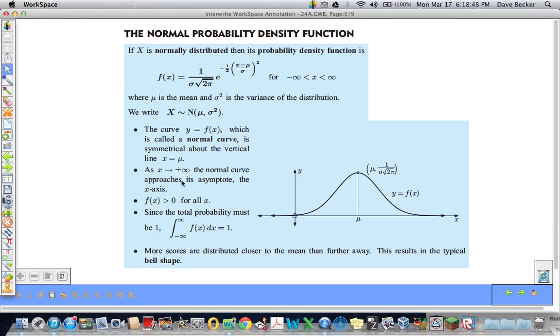And as x goes to plus or minus infinity, the normal curve approaches its asymptote, the x-axis. F of x will always be greater than 0. And the probability must be 1. Therefore, if we were to integrate from negative infinity to infinity, which is a bit beyond the scope of this course, though you're real close to being able to do it, then that would be 1. And again, like we said, more scores are distributed closer to the mean, whatever the data may be.